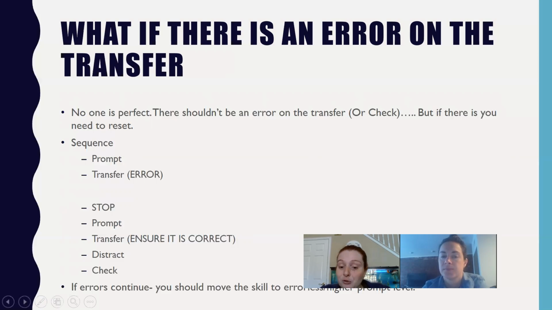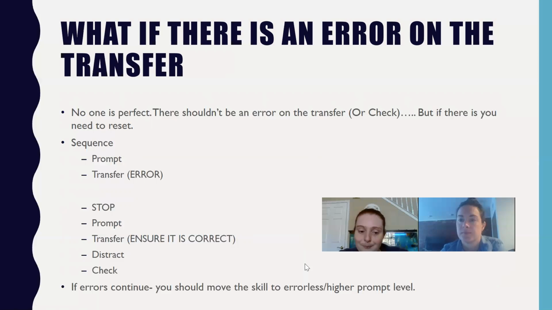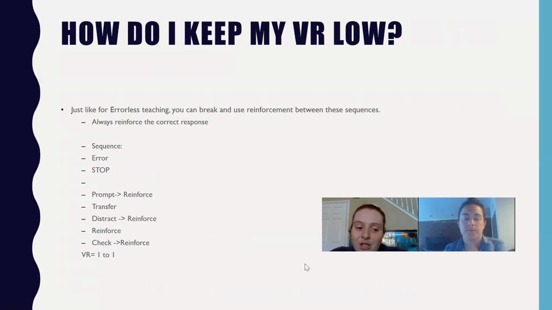So you might use a different prompt at that point or a stronger one. You're going to distract and you're going to check. Now, if the errors continue or you just cannot pull back that stronger, higher prompt, you might need to teach this errorlessly at a higher level more frequently. Okay? All right. So how do I keep my VR low?